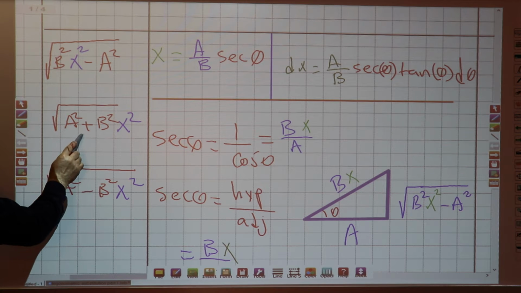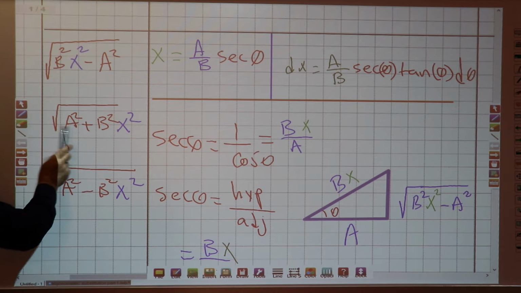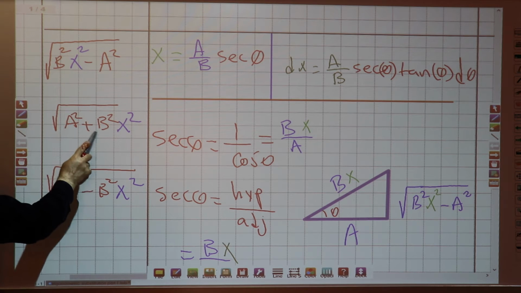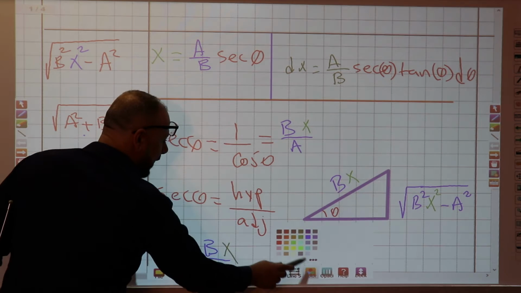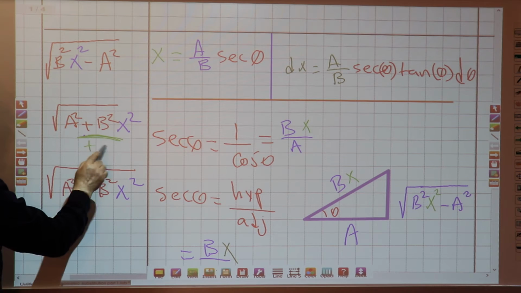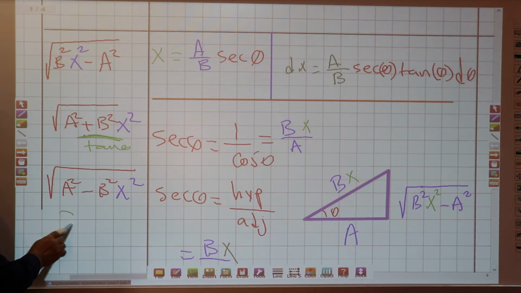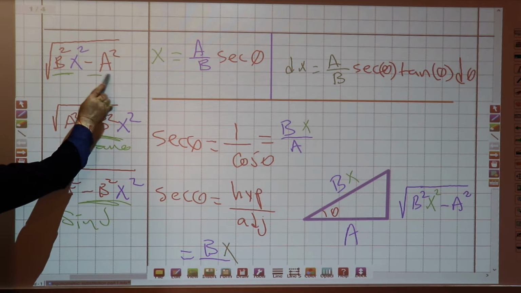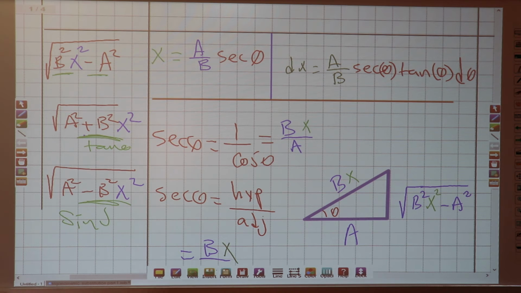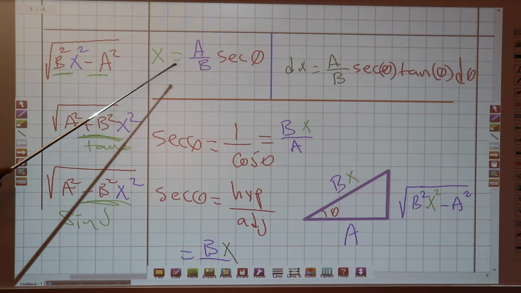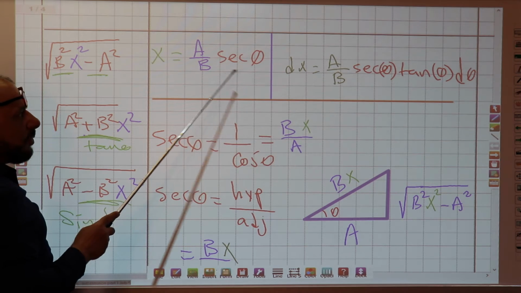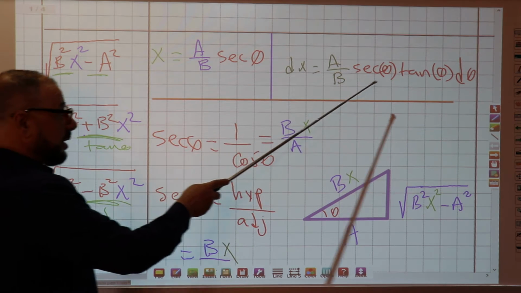In this case we use the tan, and always we start with a over b. When we have a plus, we use the tan. We use the sine when x is negative. When x is positive and a is negative, we use the secant. You have to be very careful in using the secant. For bx squared minus a squared, x equals a over b secant theta, and dx is the derivative of secant: a over b secant theta tan theta d theta.